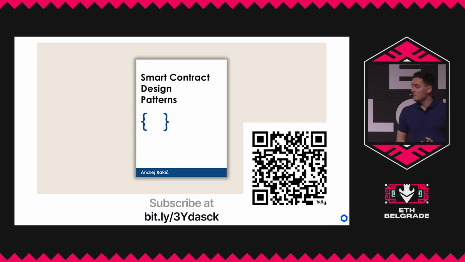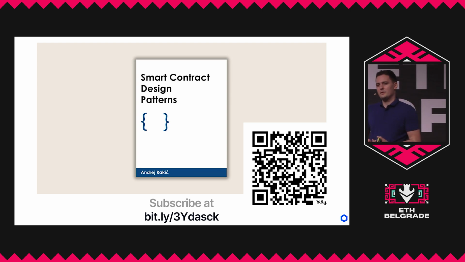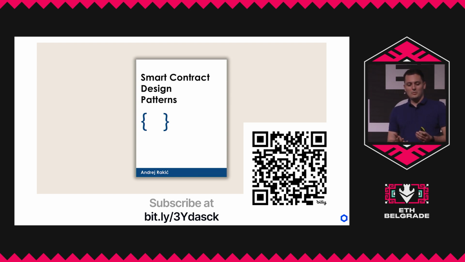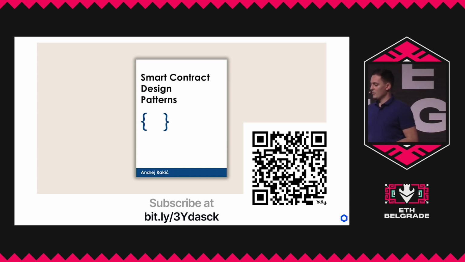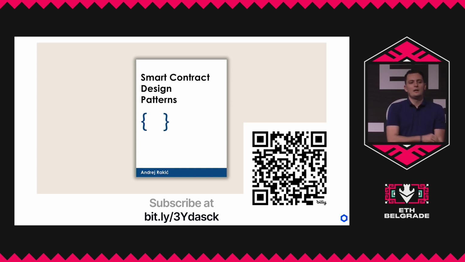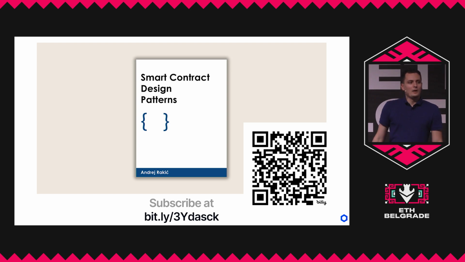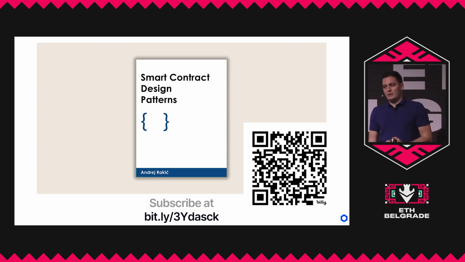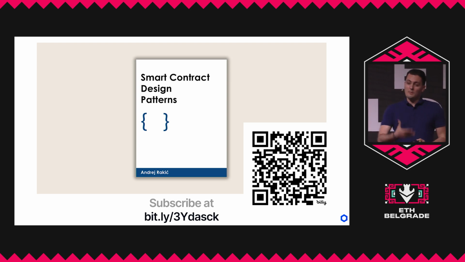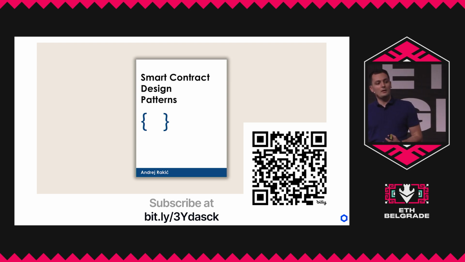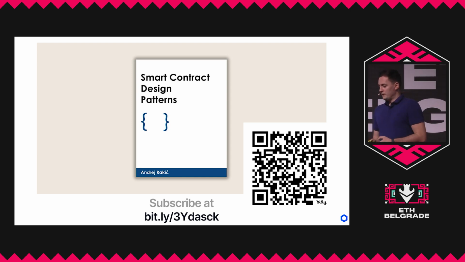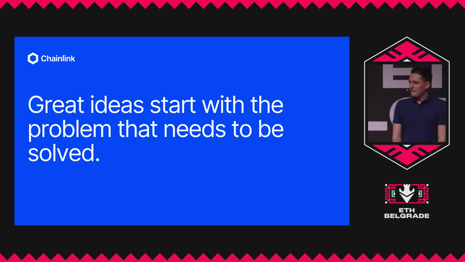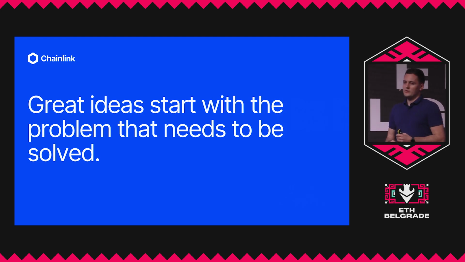In my spare time, I'm writing a smart contract design patterns newsletter, which hopefully is going to be a book one day. It's about advanced design patterns in smart contract development. But that's not what I'm going to talk about today. Today I'm going to talk about how we build a local cross-chain simulator in Chainlink. I'm not going to demo the tool for you, but rather I'll speak about how we approach the architecture and design of that tool. So the first thing is that you need to start with the problem.